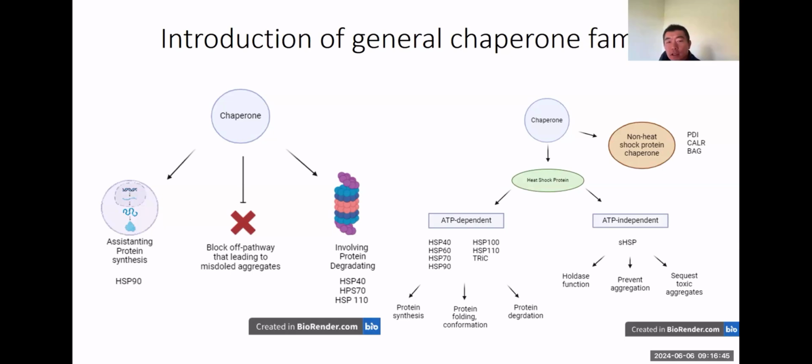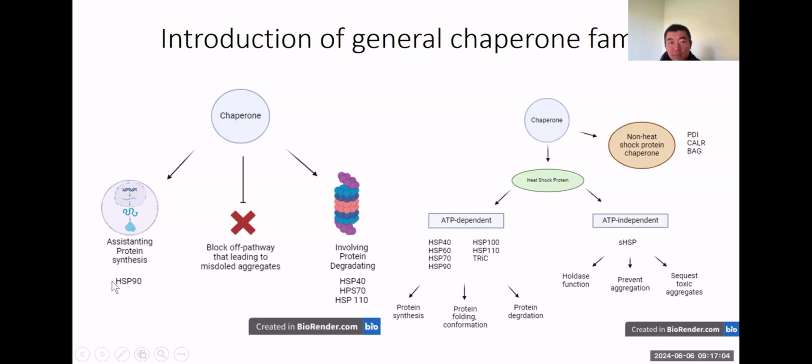So why do you classify HSP 40, 70, and 110 in the protein degradation with proteasome? I just grouped them. I haven't really classified them. In the left figure. Yeah. Here? No, left. Left. Yeah.